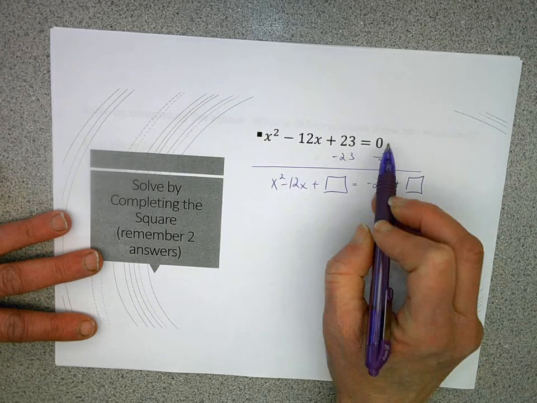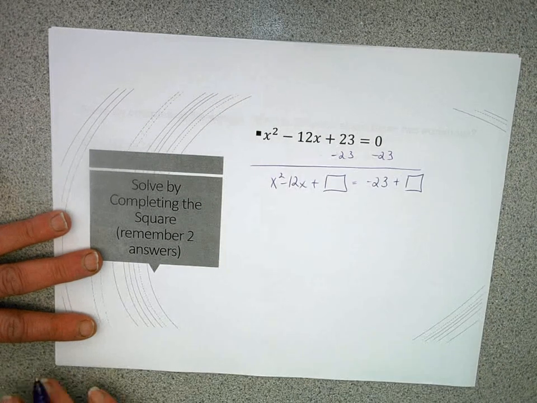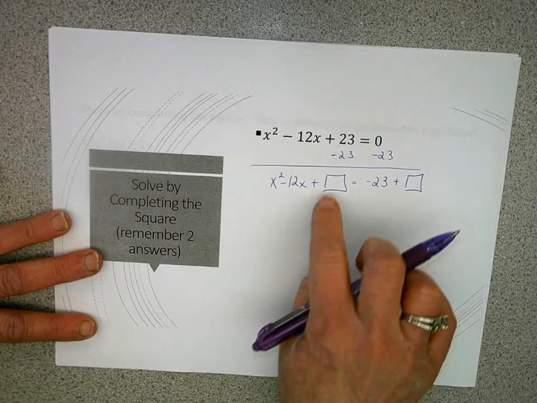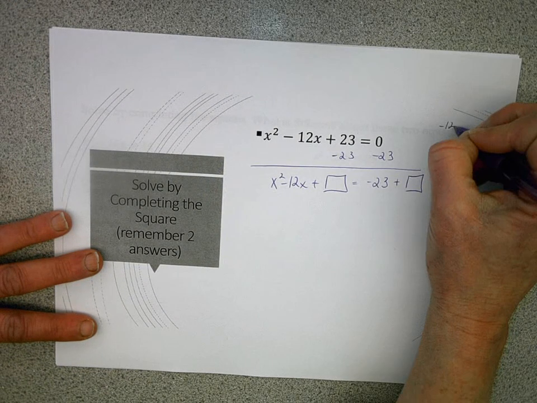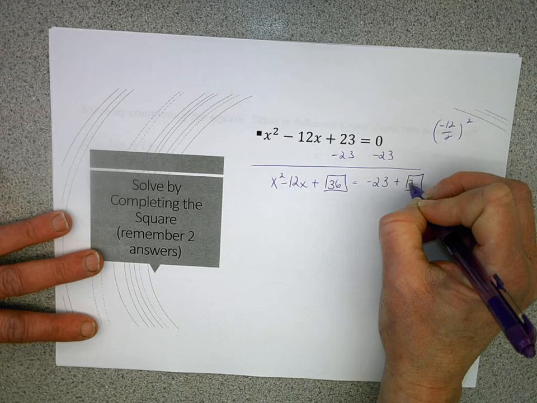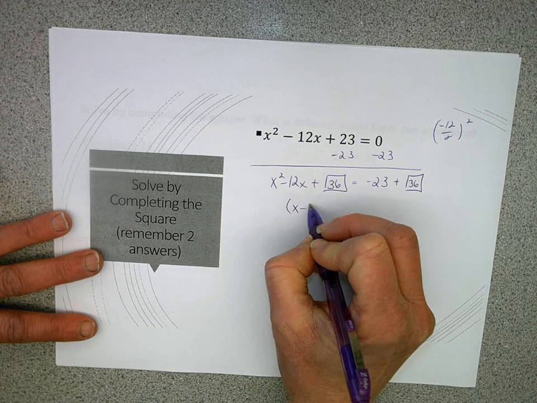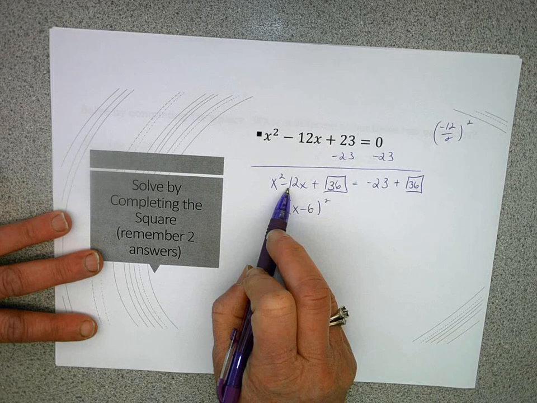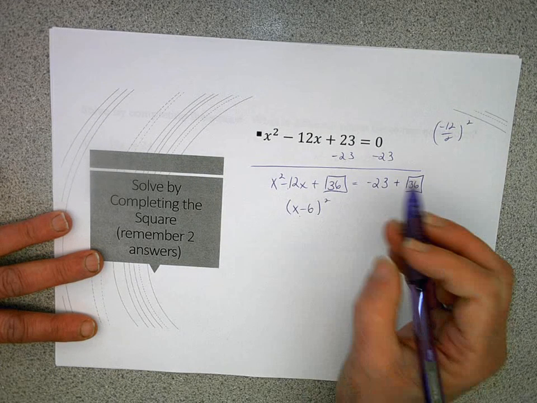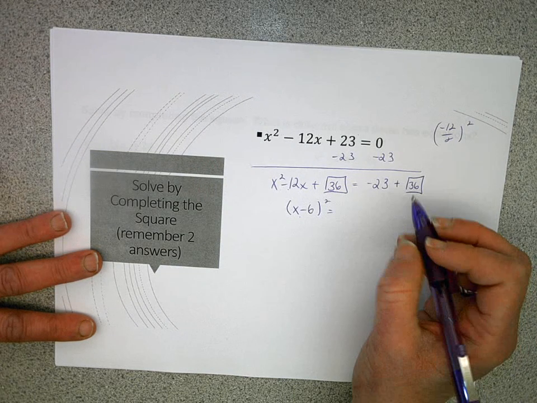And if this is not a 0 and it's a y, you're going to put 0 there, because that's going to come up. Okay, same as last problem, half of negative 12 squared. Again, 36. Remember, these are all going to be perfect squares. This factors into x minus 6 squared. Remember, whatever this sign is, that's the sign that goes there. And if we add these two together, we get 13.